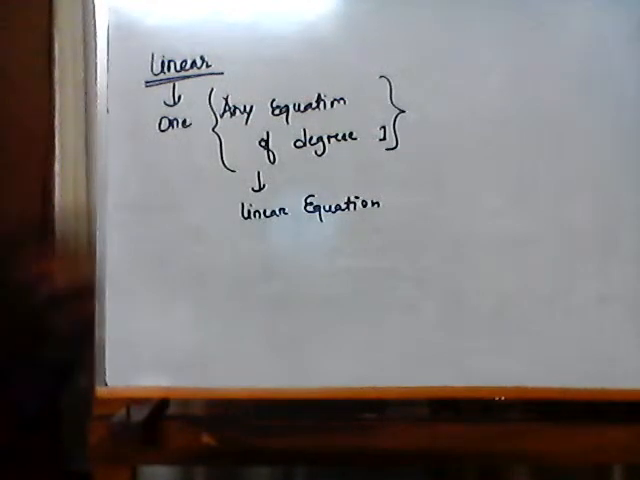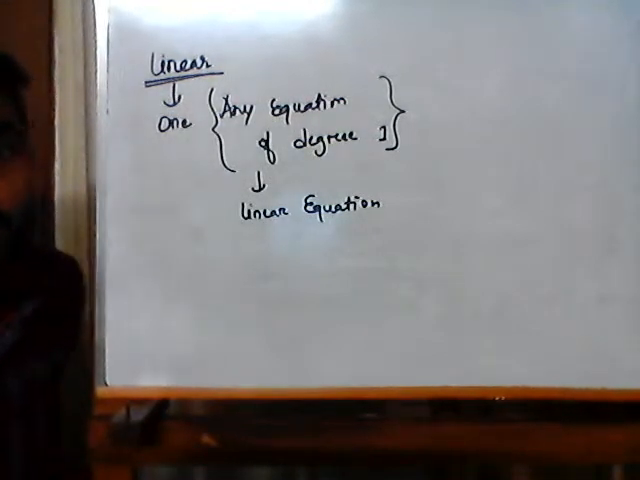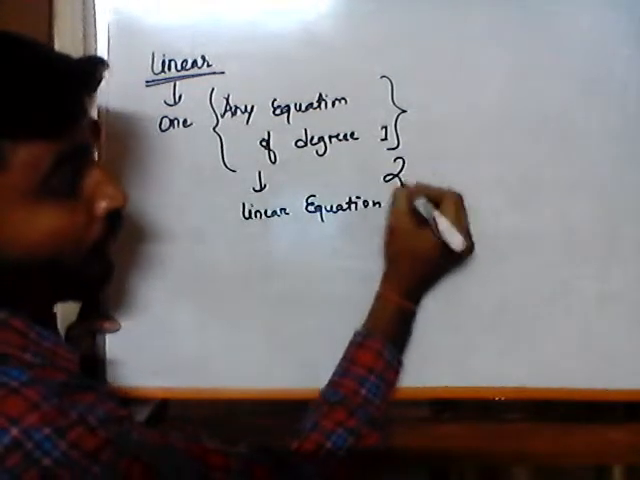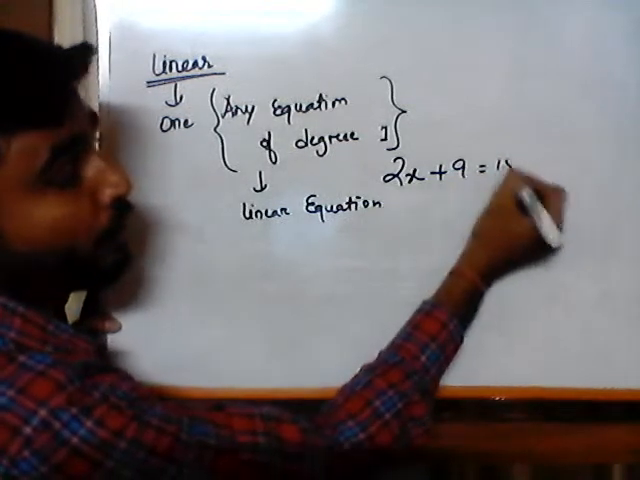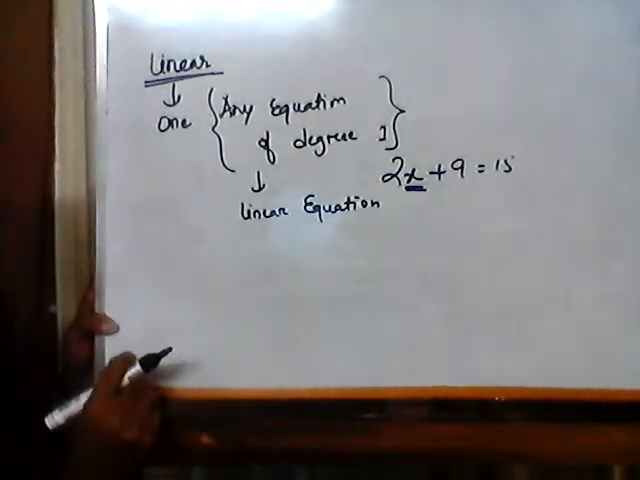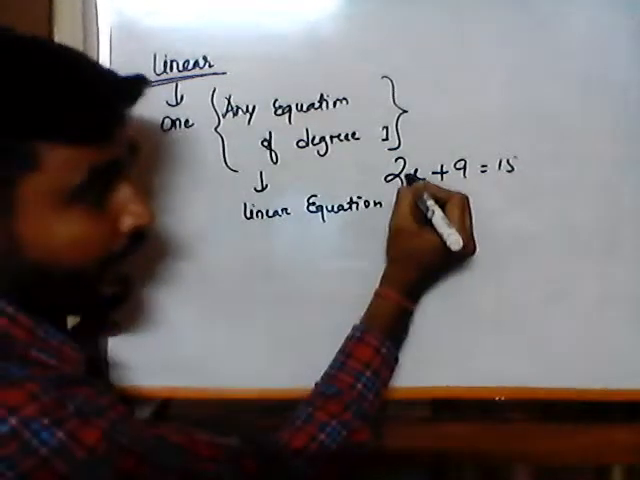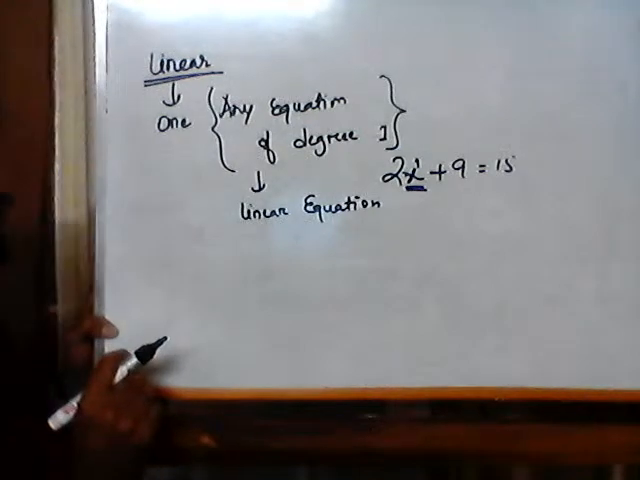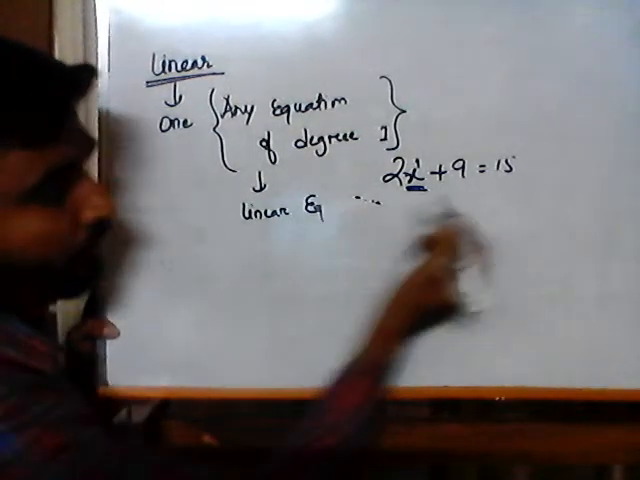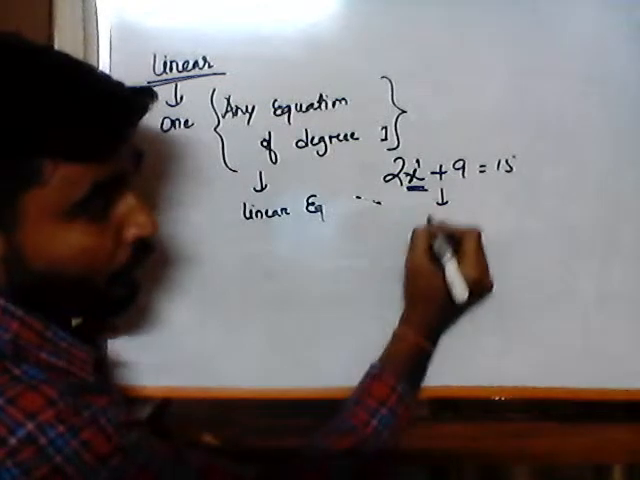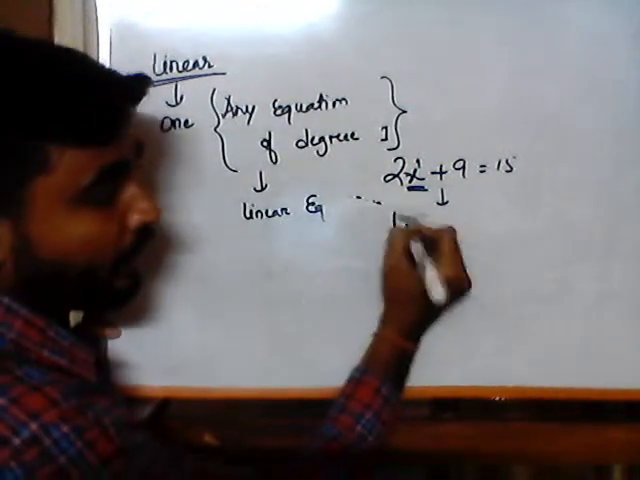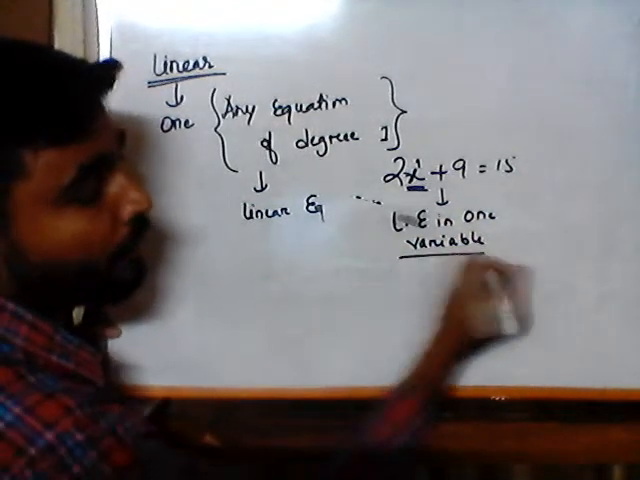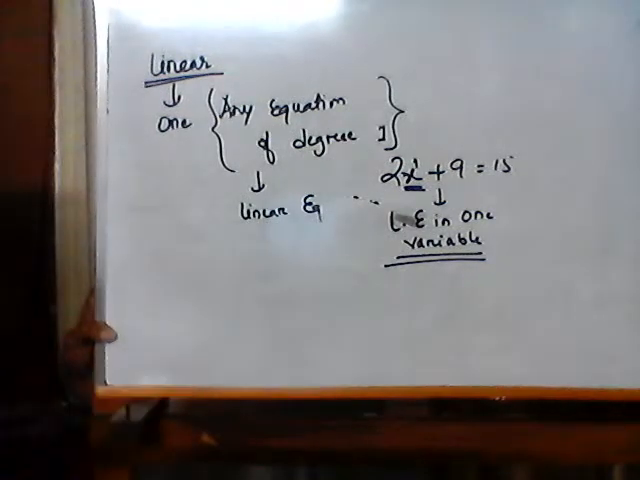That means any equation whose highest power is 1 is a linear equation, for example 2x plus 9 is equal to 15. Here there is one variable, you can see only one variable, that is x, and x has power 1, since if nothing is written, it has power 1. So it is a linear equation. Again, how many variables are used? 1. So it will be a linear equation in one variable. But what is the name of the chapter? Linear equation in two variables.